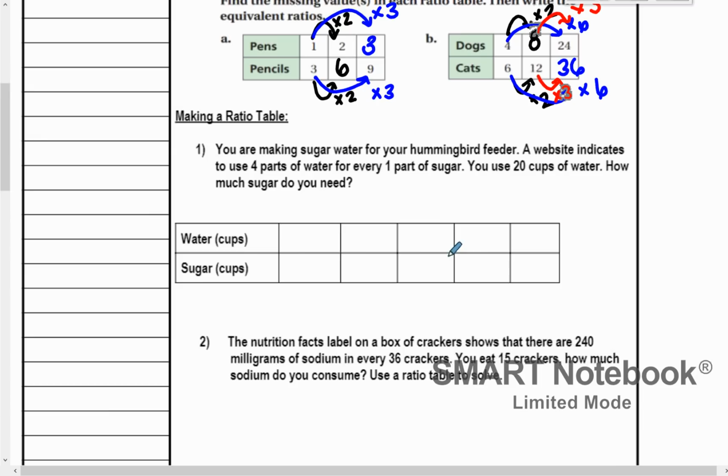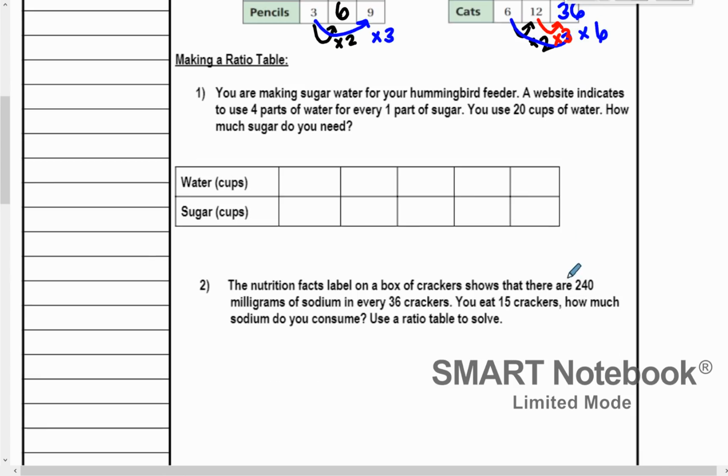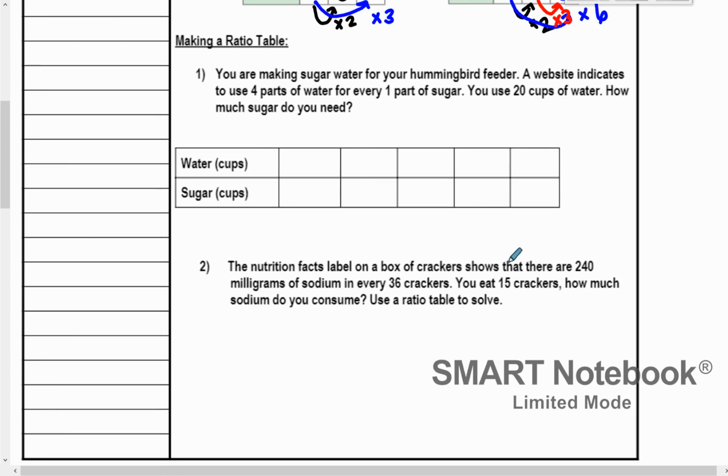Now we're going to move on to making our own ratio table. This first one I already put a table in there for you, which is you have to fill in the values. The following examples you will have to make that table all by yourself, because on your quiz and test on this stuff you will have to make those tables by yourself.